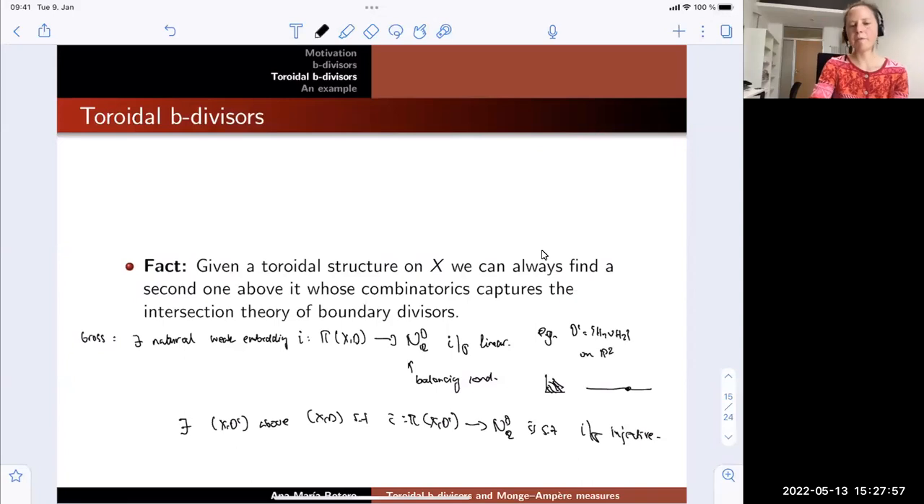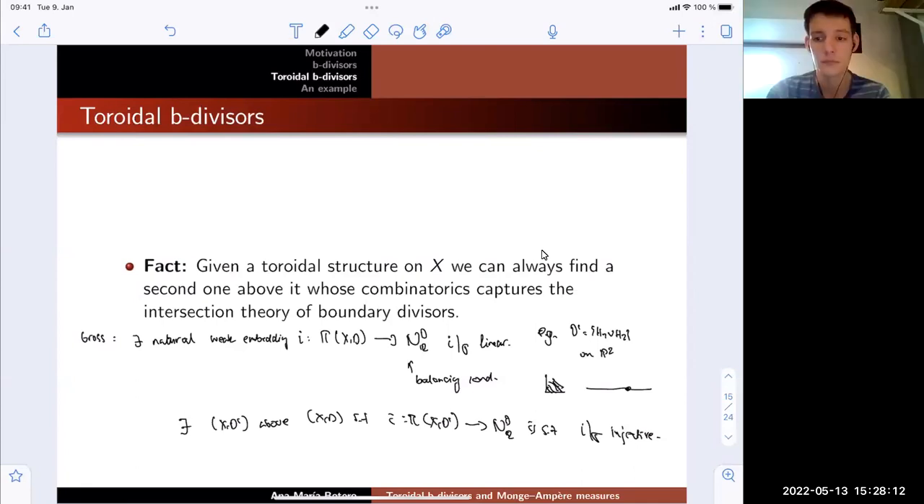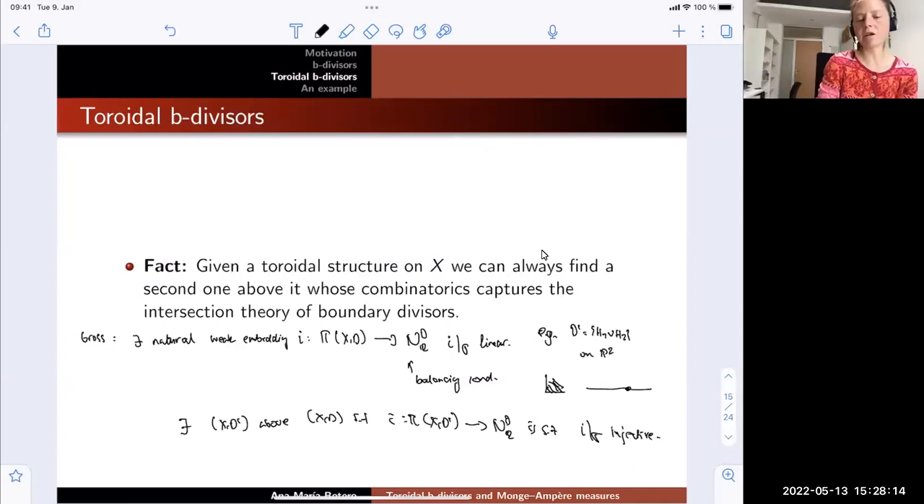Maybe we can come to this, but in principle you have the same definitions. You have toroidal b-divisors. I mean, you have the toroidal compactifications. The linear Mumford, this is a toroidal compactification, so you can consider in principle toroidal b-divisors in this context as well, of course. Yes.